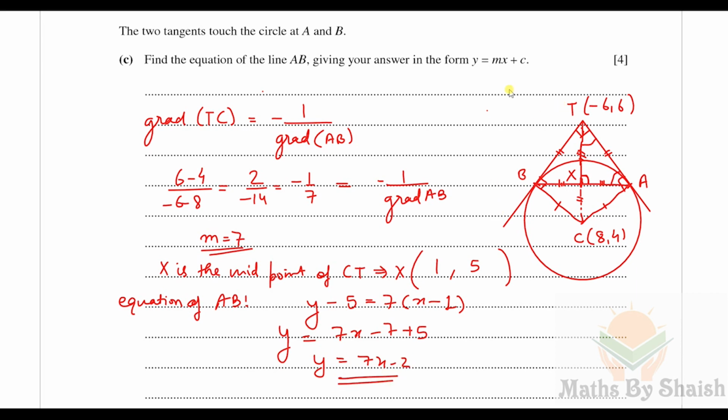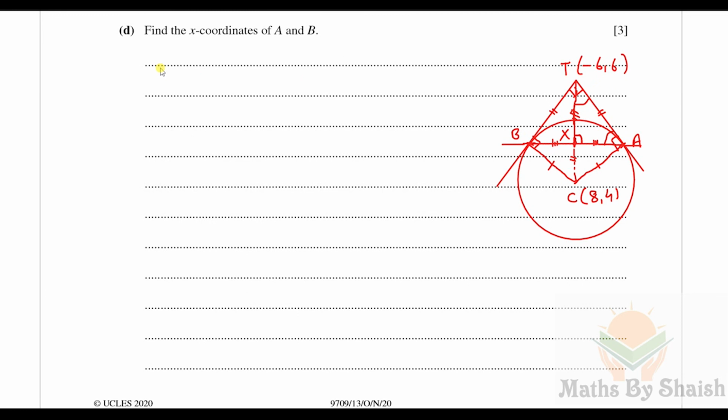Let's discuss the last question of this paper, and here is the last part, D part. Find the x coordinates of A and B. I brought the diagram here so that we can see what we need to find, and from here we can see that A and B both are the points of intersection of the line AB and the circle C.